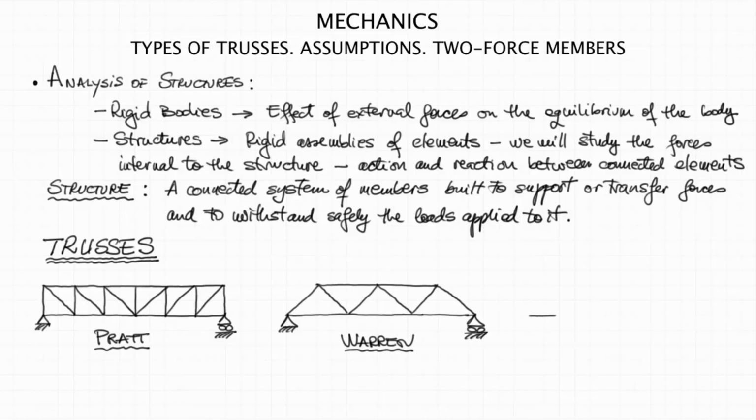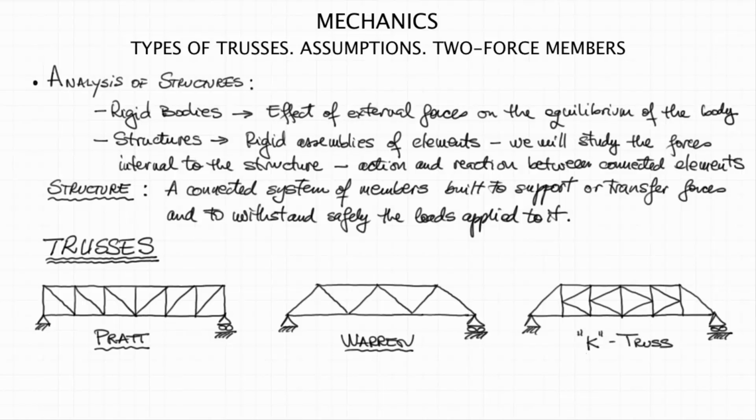Or you may have something like this, in which the external shape is similar to the Warren truss, as you can see. And now we have vertical members, and we also have diagonal members. But now the diagonal members have, as you can see, a horizontal V, and together with the vertical members, they look like the letter K, so hence the truss is called a K-truss.